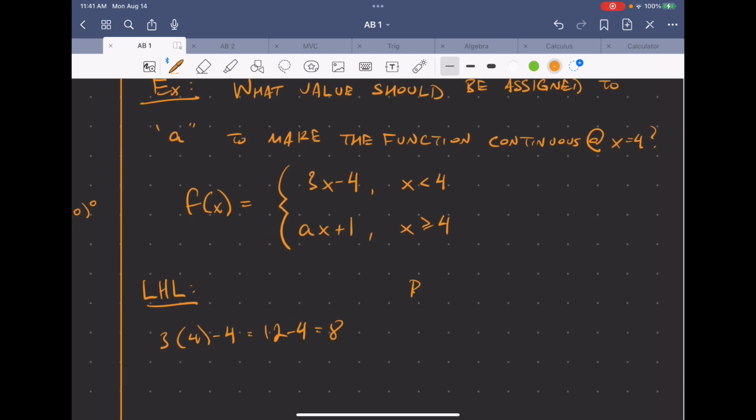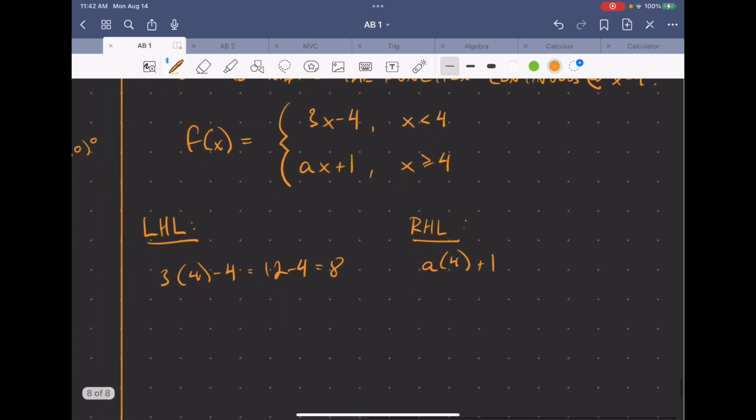Let's find the right-hand limit. I don't know what a is, so that would just be a times 4 plus 1. And I don't actually know what that's equal to. But remember, we're trying to choose a to make this thing continuous. And then we need to figure out what's the function value at 4 itself. This is actually going to be the same as our last thing. Whenever x is equal to 4, you're just using the second equation. So this would be a times 4 plus 1.